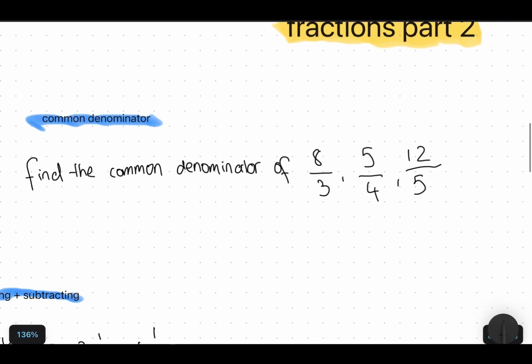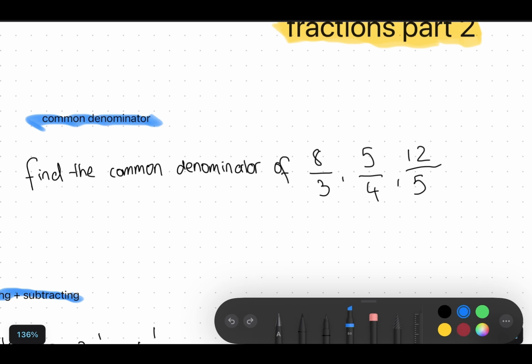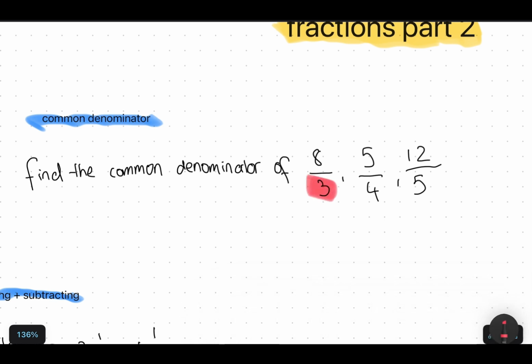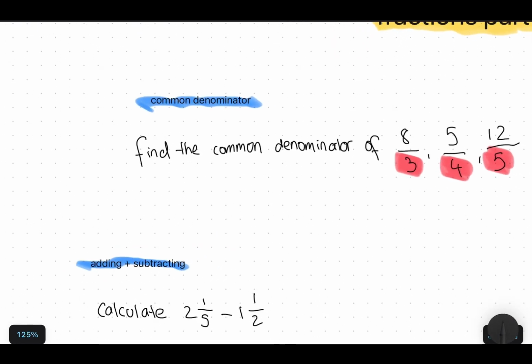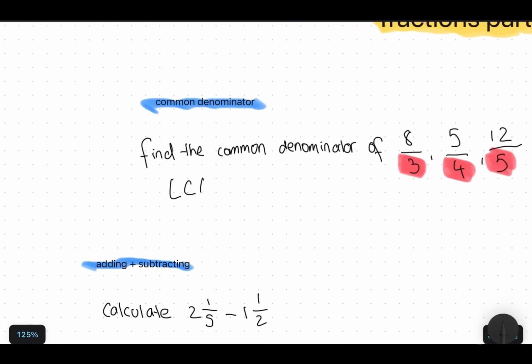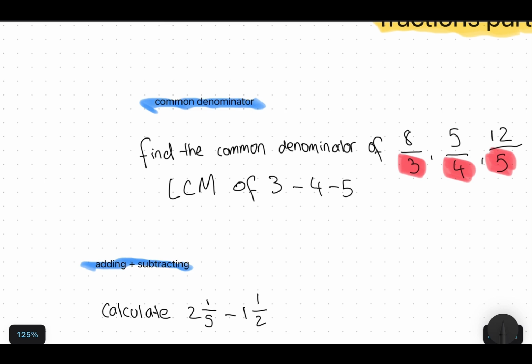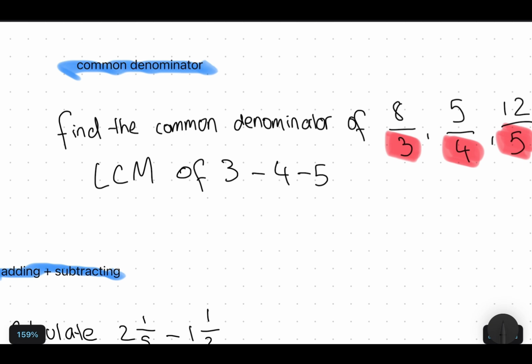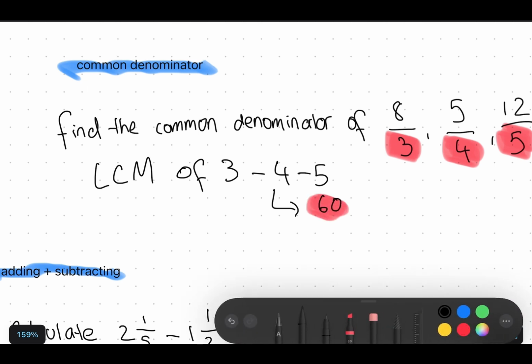And in case you're really confused right now, what is a common denominator? Well, these are the common denominators. So in order to find the common denominator, we have to find the LCM of 3, 4, and 5. The LCM of 3, 4, and 5 is 60. So our common denominator is going to be 60.